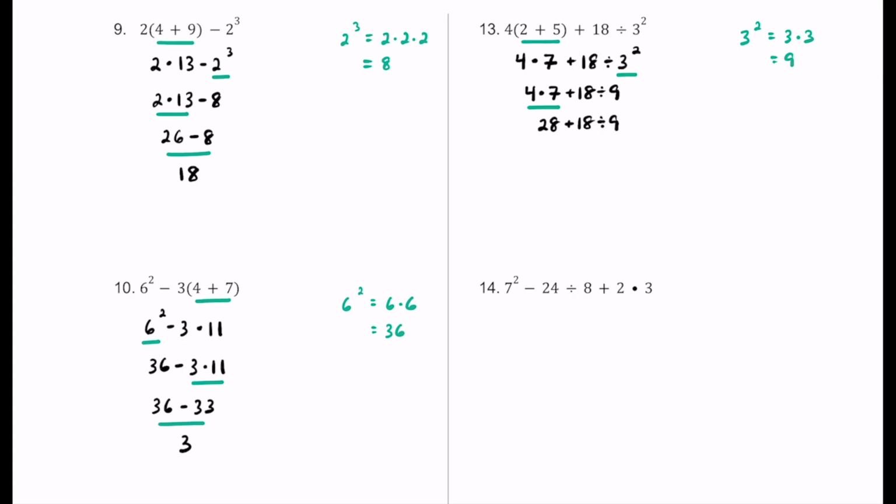Between addition and division, the division definitely goes. So 18 divided by 9 is 2. So we have 28 plus 2, which is equal to 30.